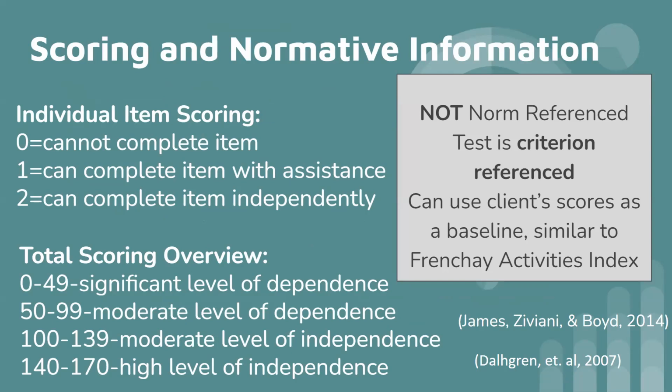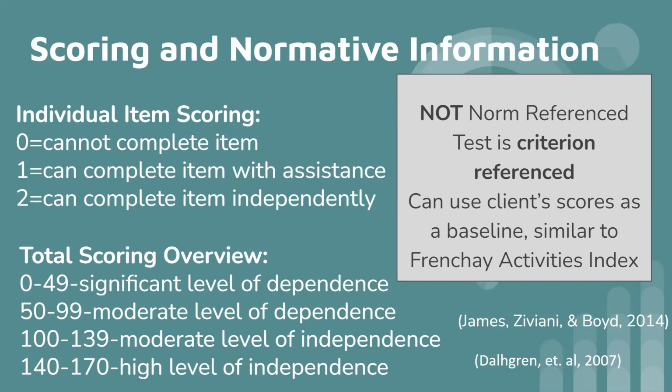The individual item scoring is as follows. 0: cannot complete the item. 1: can complete the item with assistance, so like those verbal cues that she was giving in the video, or physical cues, or physical assist. And then 2: can complete each item independently. Similar to the Frenchay, their scores are added up into the total scoring overview.